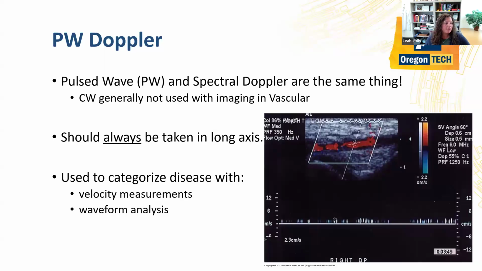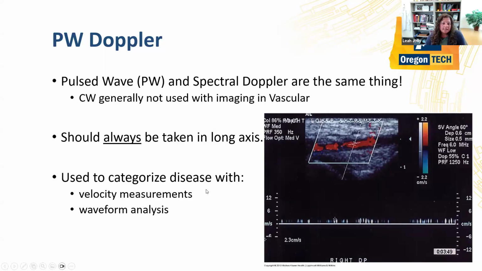All right, pulse wave Doppler, similar. So pulse wave and spectral Doppler are often used interchangeably. Continuous wave is also a form of spectral Doppler, but if you hear people say pulse wave or spectral Doppler or just Doppler period, they're talking about pulse wave. So it should always be taken in long axis. So if you are going to measure a velocity, it must be done in long axis. We cannot do that accurately in transverse.